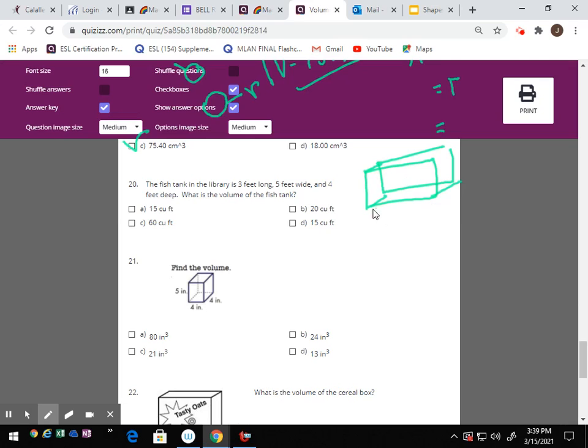Okay. It's saying our length is 3 feet. It is 5 feet wide, and it is 4 feet deep. So 4 feet is our height. Okay? For rectangular prisms, we can do the length times the width times the height. So we have 3 times 5 times 4. When we multiply all of these together, we get 60. 60 is the correct answer for number 20.